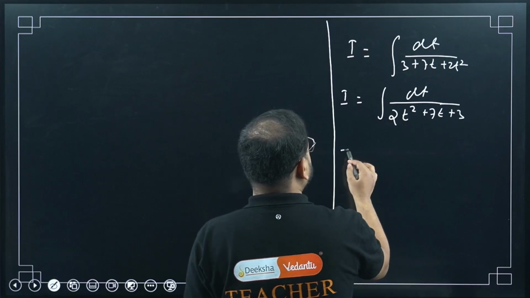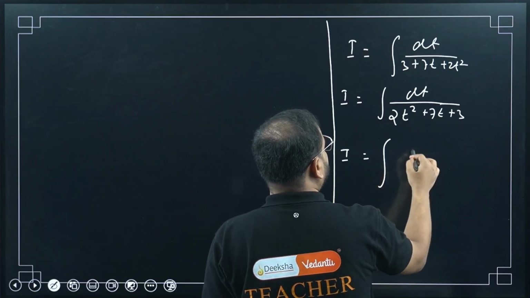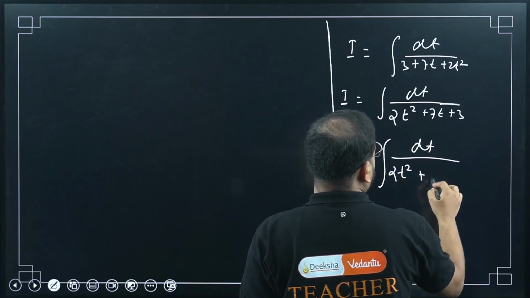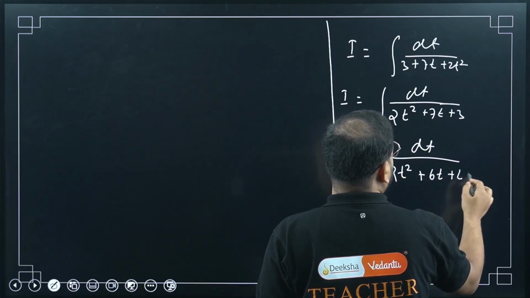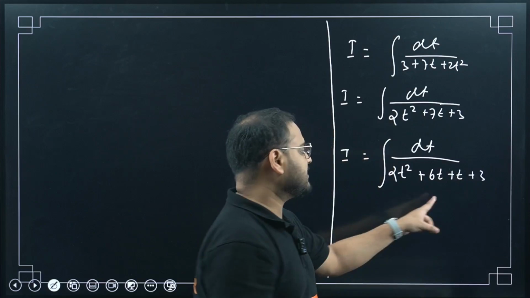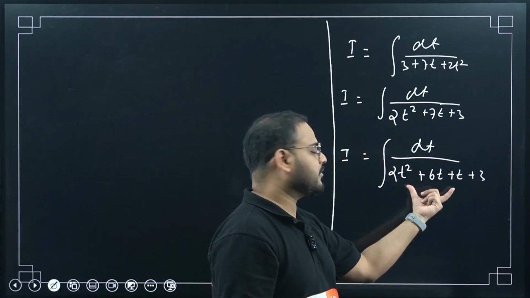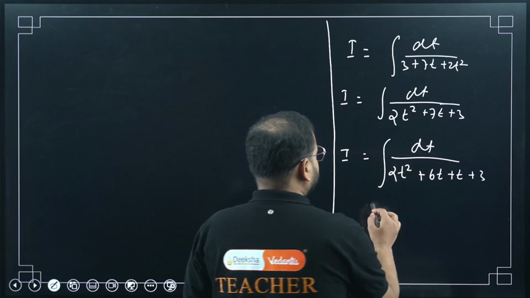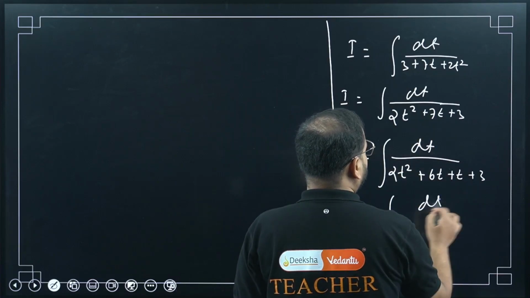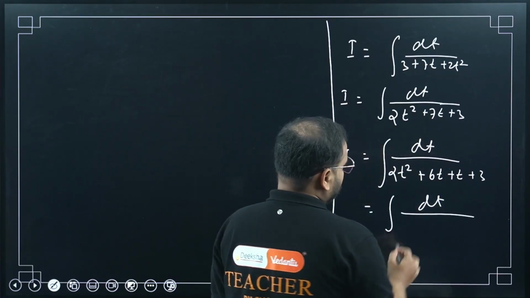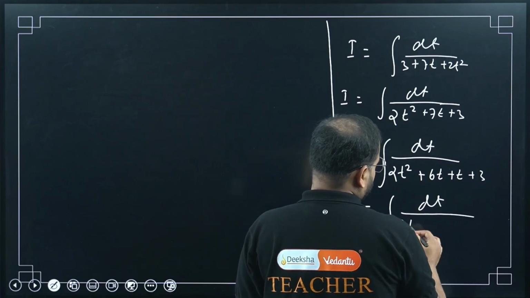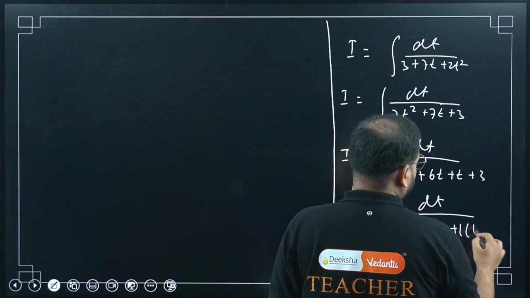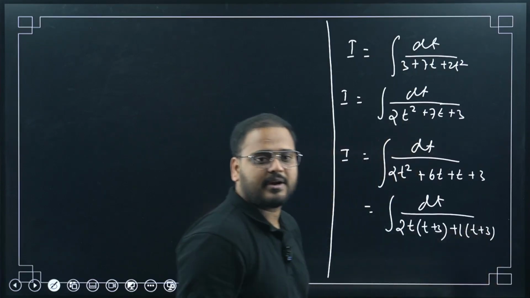6 I can write as 1 into 6, and 1 plus 6 is 7. So I can factor using the split of the middle term: 2t square plus 6t plus t plus 3. How come? 6 into 1 is 6, which is the product of the first and third coefficients, and the sum is 7. Please take it common. 2t is common, so I get t plus 3, and 1 is common, so I get t plus 3 again.